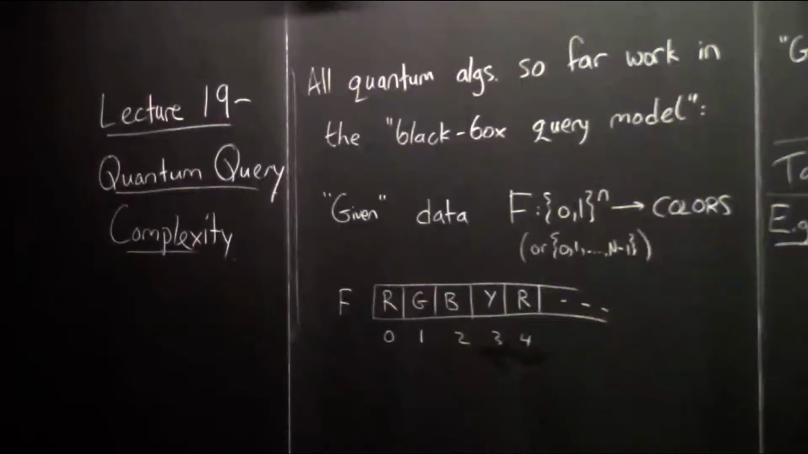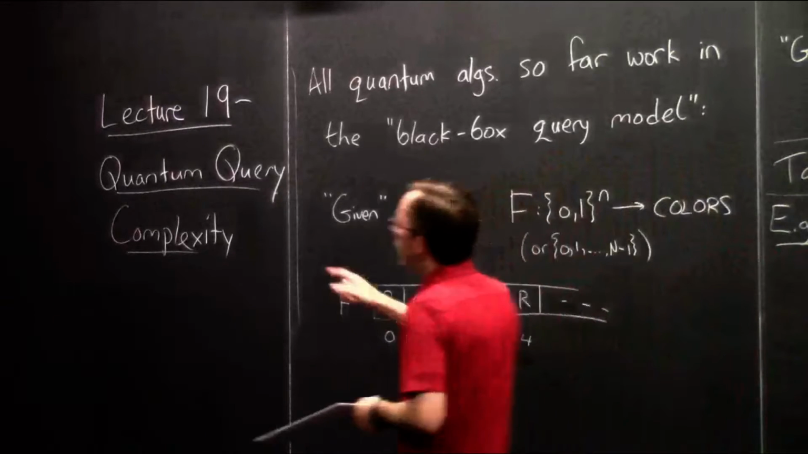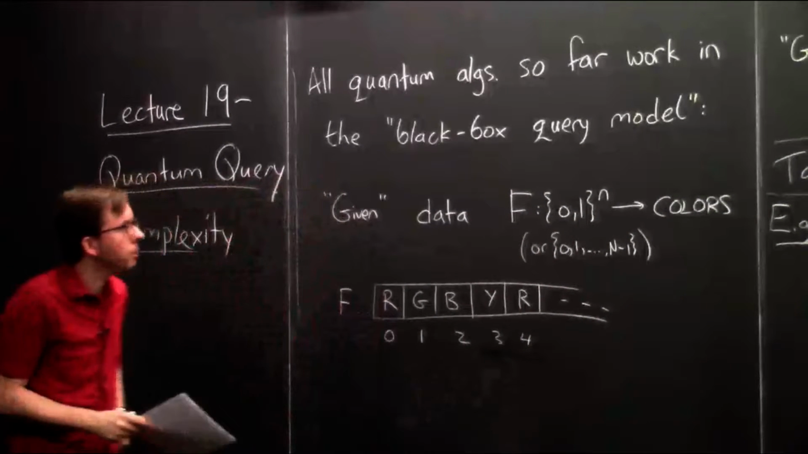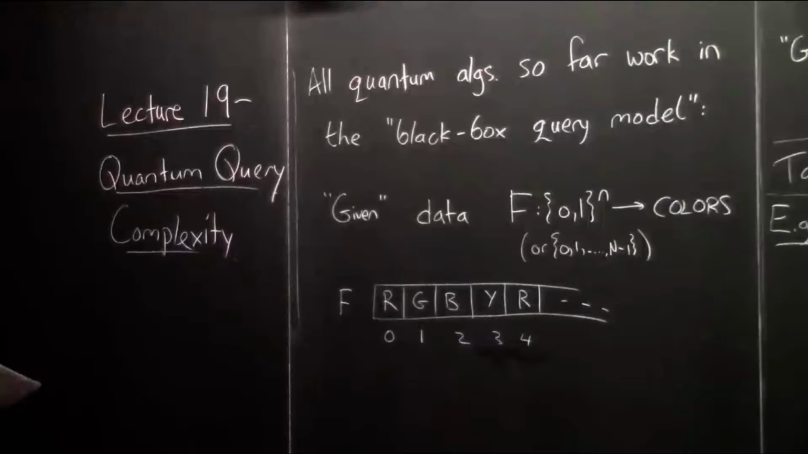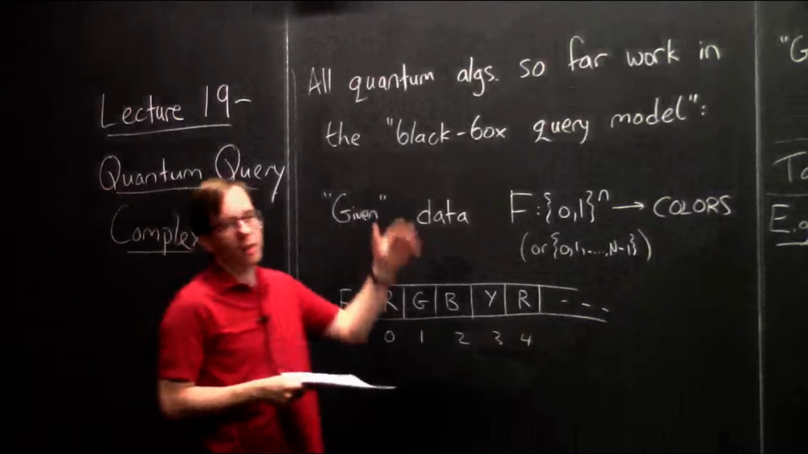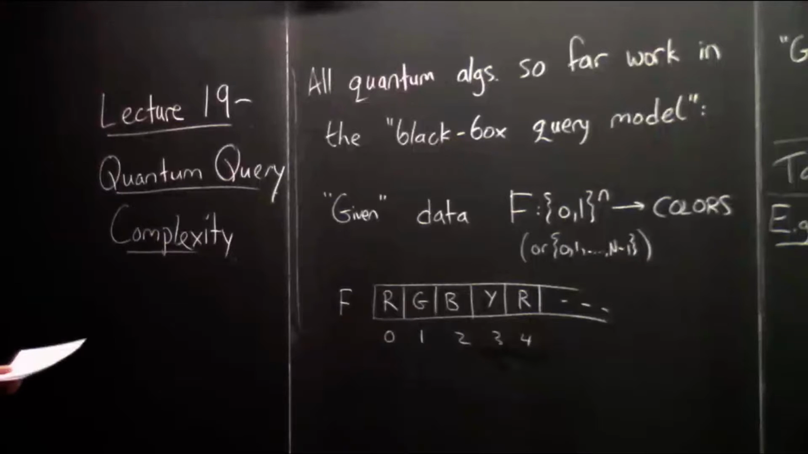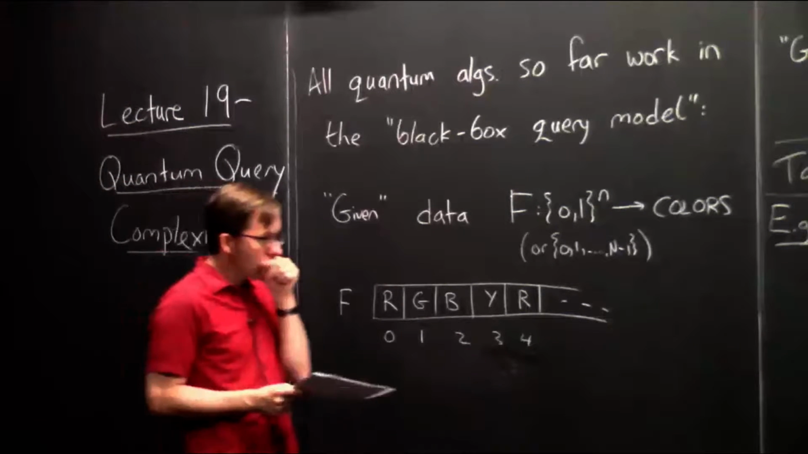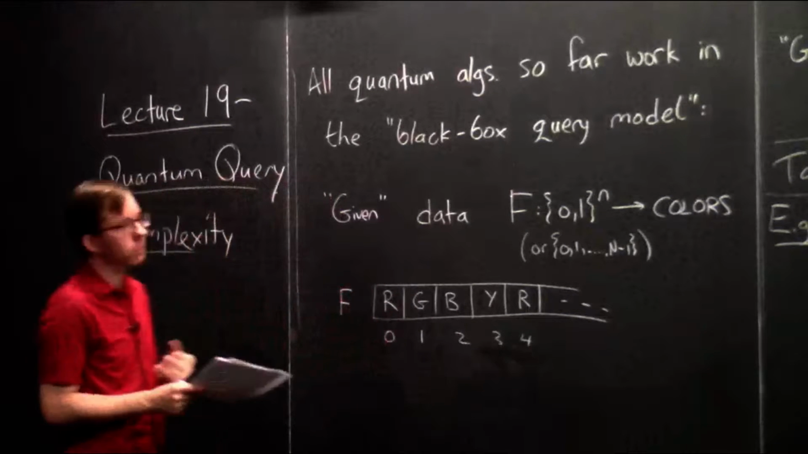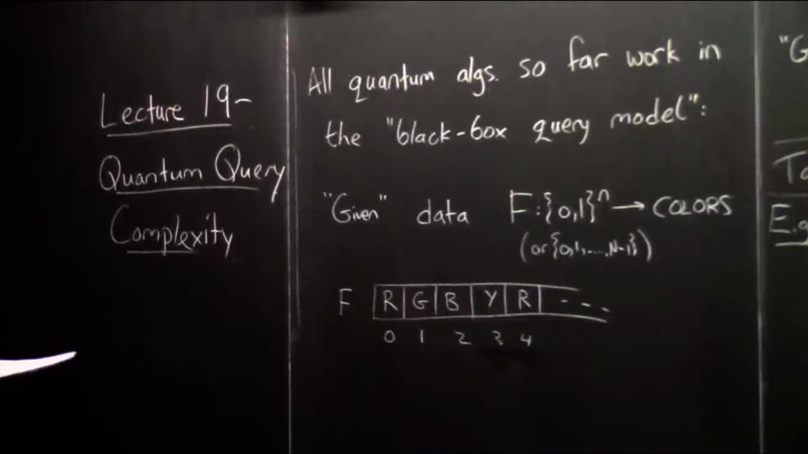So today I want to tell you about a model for computation that we've indirectly referred to several times in this course and also on the homework. It's called the query model, the Oracle model, the query complexity model. In fact, all the quantum algorithms that we've looked at so far essentially work in this black box query model. Perhaps arguably all the cool quantum algorithms that we know work in this black box query model. So I want to talk about formalizing it today and some results in this model.